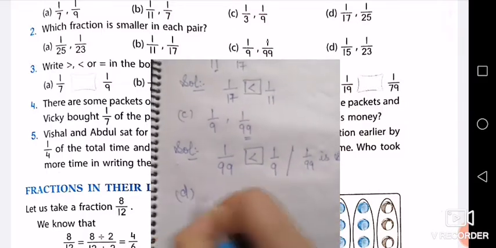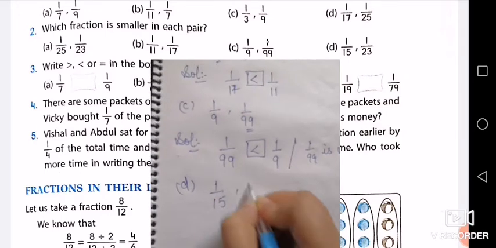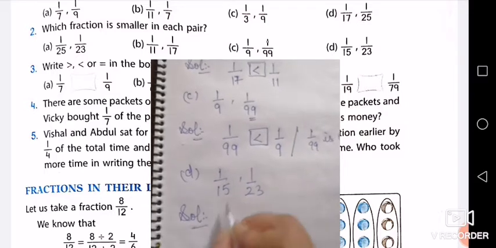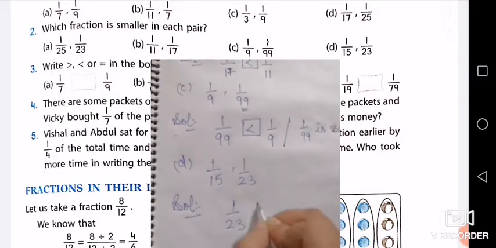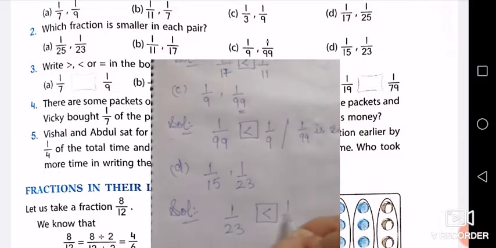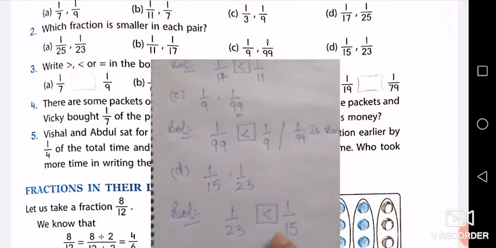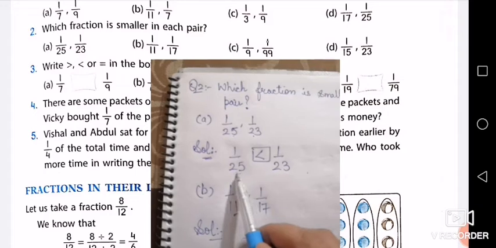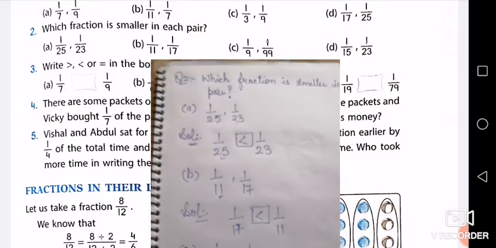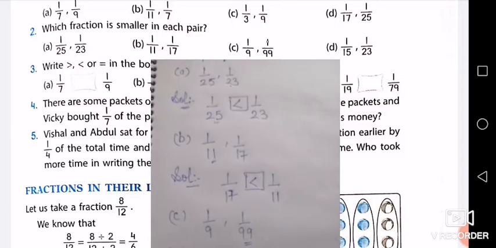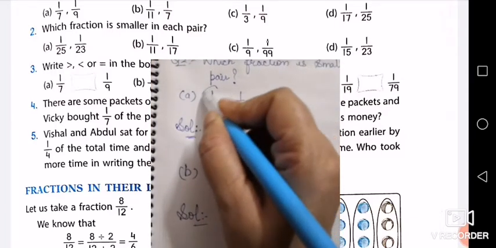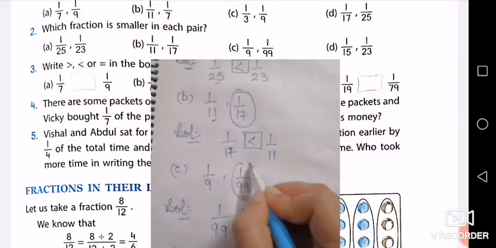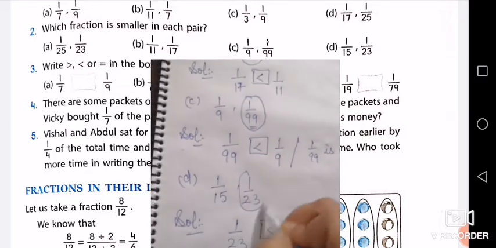Now D part is 1 by 15 and 1 by 23. So which is smaller? Yes, 1 by 23 is smaller than 1 by 15. Fine. So what we have found here is that greater the denominator, smaller the fraction. In every question, the denominator which is bigger, that fraction will become smaller. The greater the denominator, the smaller the fraction becomes.